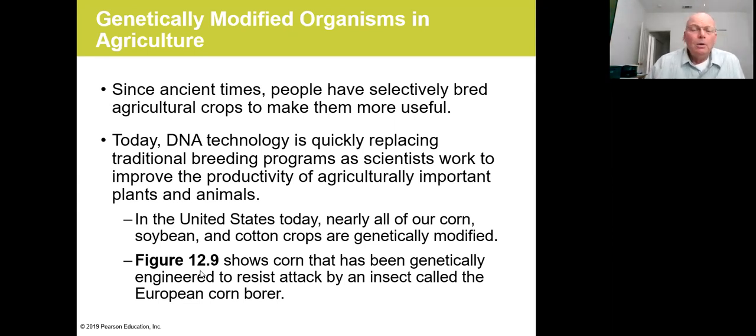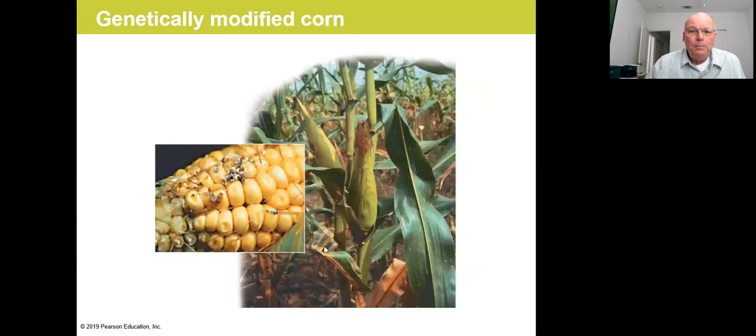So here is a corn plant that has been attacked by a corn borer beetle. This is the larval stage of it. These corn have actually been modified to produce their own insecticides. This is something that a number of agricultural plants have now been modified to do.